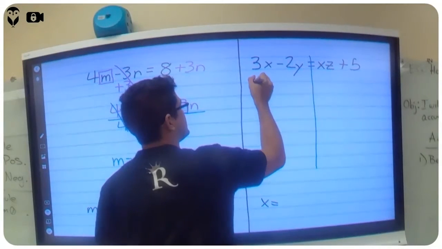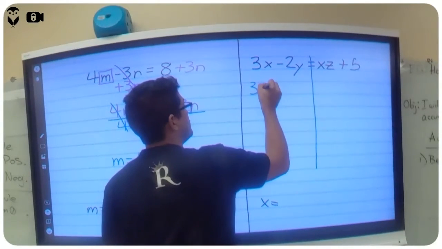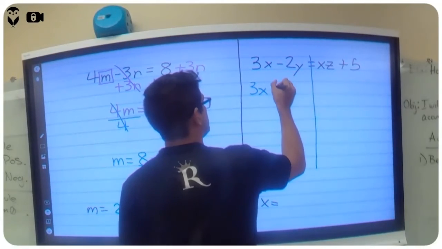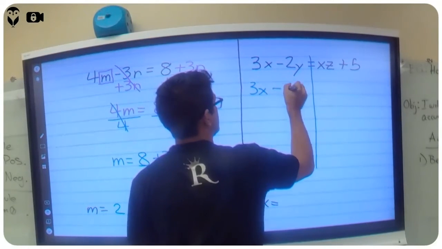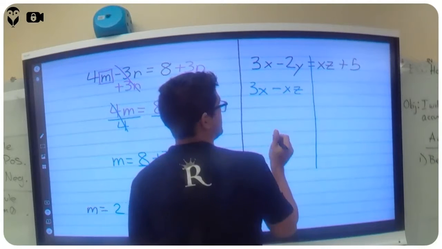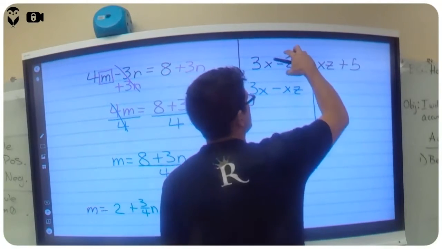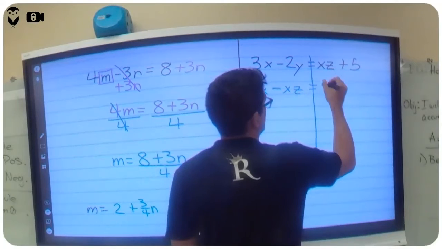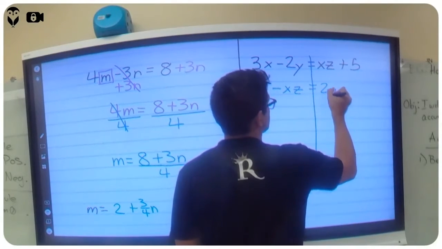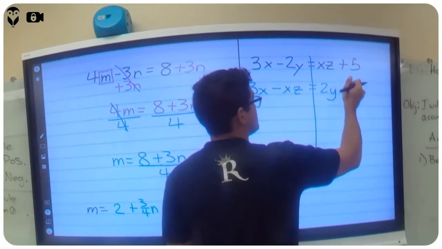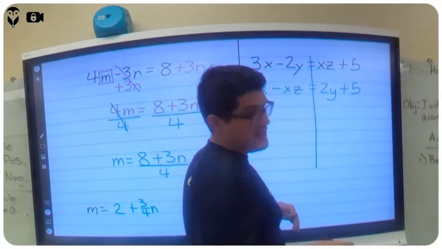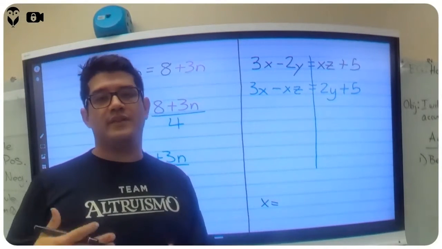So this 3x is just going to come down. So it's going to stay 3x. When I move this xz to the other side, it's going to become a minus xz. Then this minus 2y, I'm going to move it to this side of the equal sign, and it's going to be a positive 2y, which is just 2y. The plus 5 is going to come down. I haven't done anything with it. So that's your first task. Make sure everything with the same letter is on the same side.